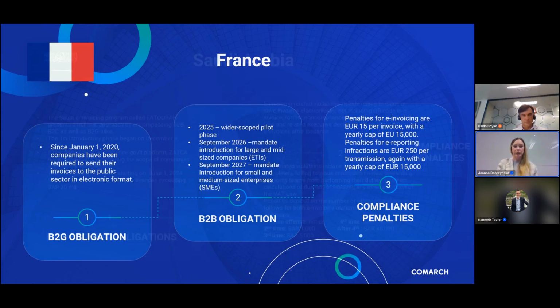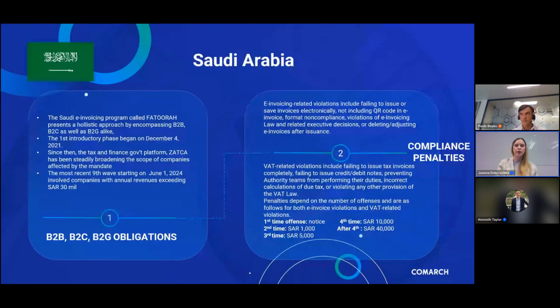The next one we have is Saudi Arabia. In Saudi Arabia, the Fatura e-invoicing program has been continuously expanding its scope since December 2021, with penalties for various e-invoicing and VAT-related violations. And penalties there depend on the number of offenses that can be served on those who fail to comply with the regulations set by the Tax and Finance Ministry.